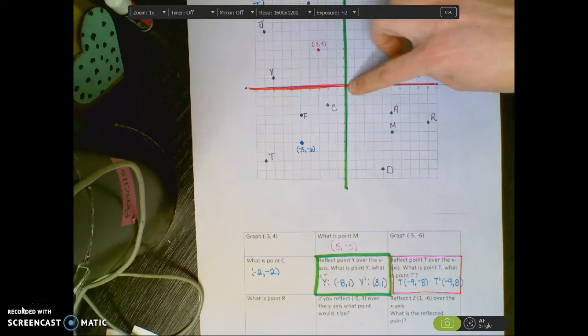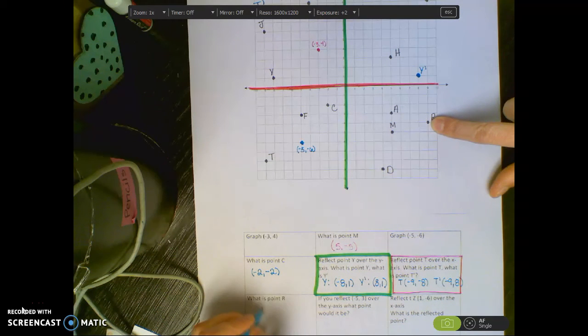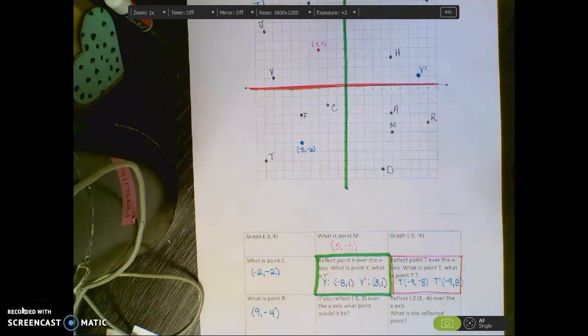Point R. Going on the x first, which is 9, and down to -4. So 9, -4. Okay.